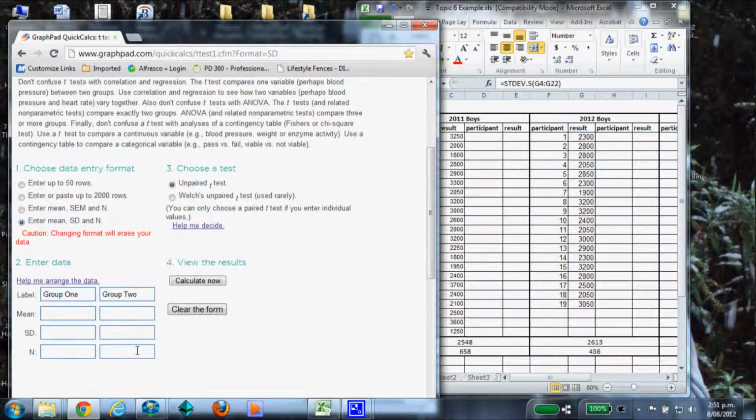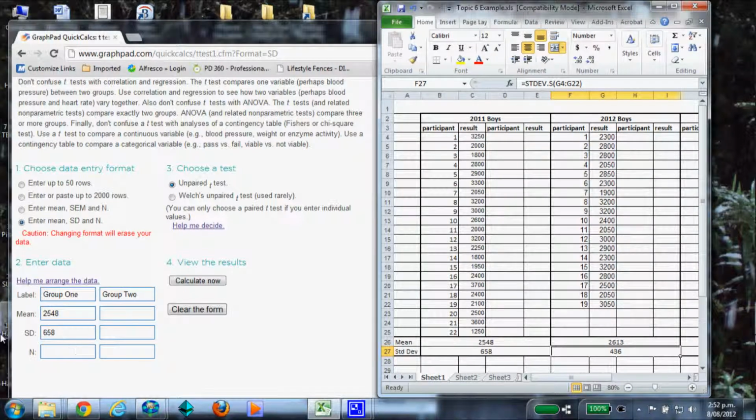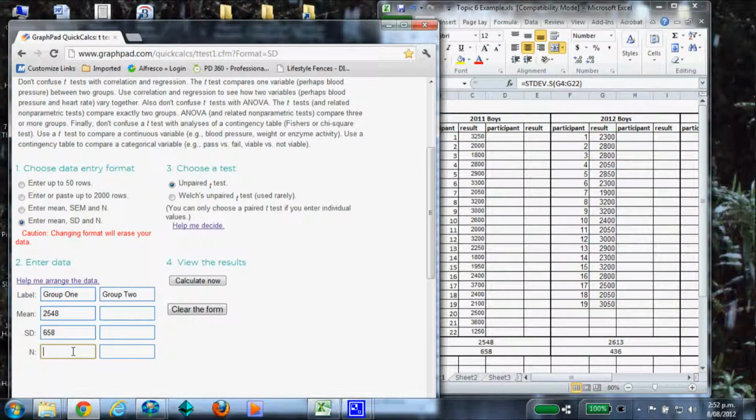So from that we can just enter with this tool the means straight into the tool. So we've got the data there across on the side. It's 2548. Standard deviation is 658, and the N number is the number of subjects, and we've got 22 in this case.